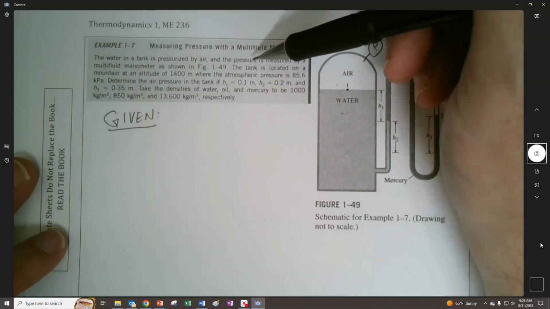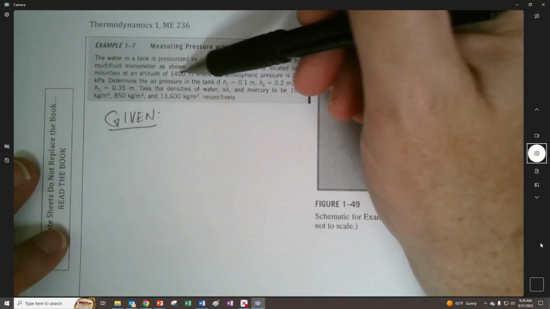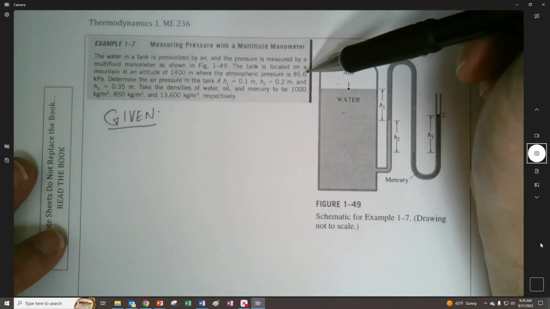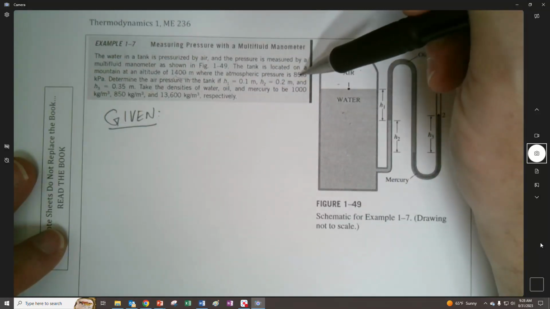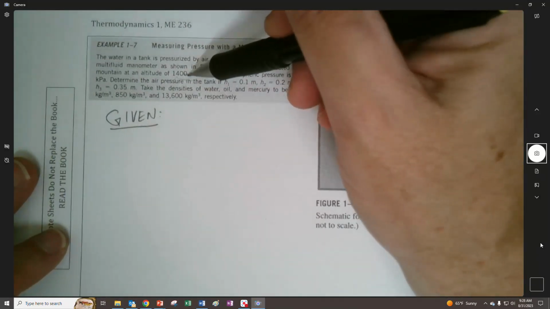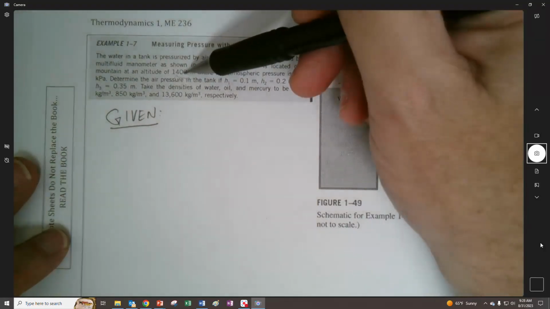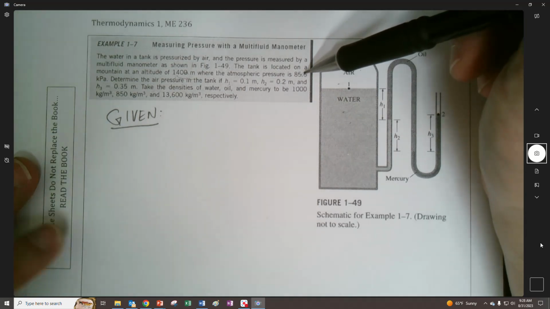The tank is located on a mountain. Okay, that's good to know. With an altitude of 1,400 meters, where the atmospheric pressure is 85.6 kilopascals. You could have looked this up. I think you could have looked that up. It might be in the appendix. There might be a table for it, for like a typical thing, but you actually might even be able to calculate this now that I'm thinking about it. Yeah, you might be able to calculate this. Let me think about that a little bit later. Okay.